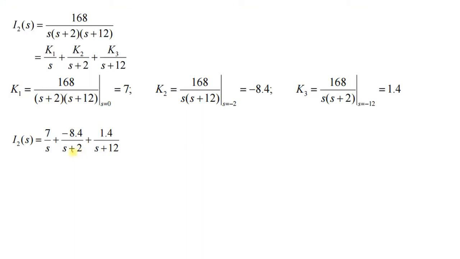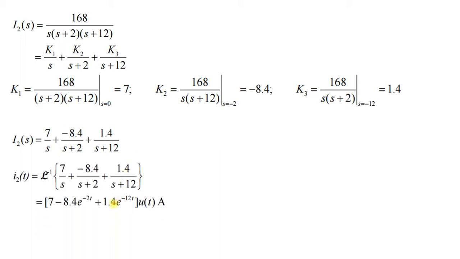We know that the inverse Laplace of 1 by s is equal to 1. So it is replaced by 7, and 1 by s plus 2 is replaced by e power minus 2t, and similarly 1 by s plus 12 is replaced by e power minus 12t. So the constants are put before, which is equivalent to 7 minus 8.4 into e power minus 2t plus 1.4 into e power minus 12t. Here u of t is there because I consider only the response after t equal to 0. So this is the value of I2 of t.